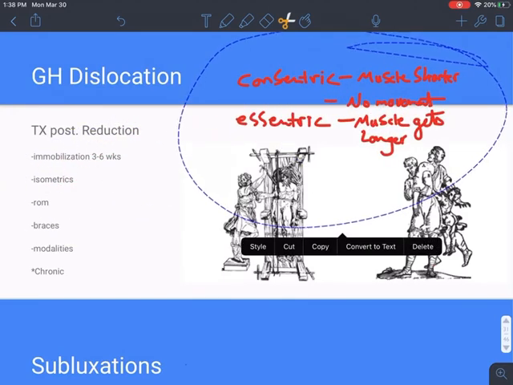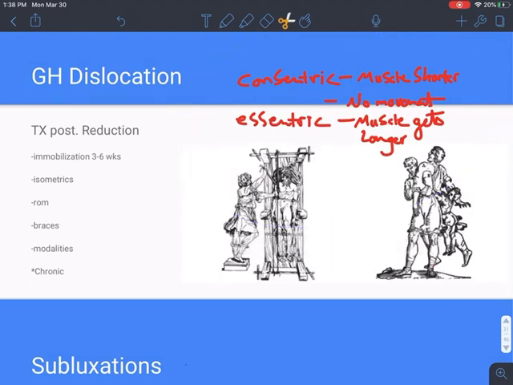So you want to immobilize, and then we're going to start with rehab. Starting that rehab, you want to start with isometric exercises. An isometric contraction is a contraction with no movement. And we'll talk about rehab.